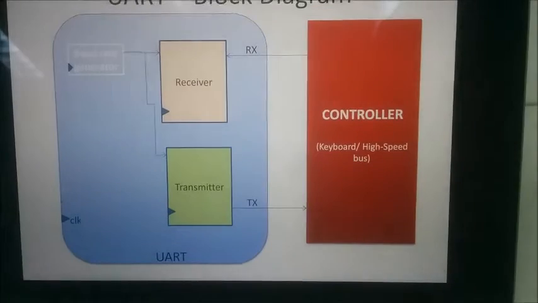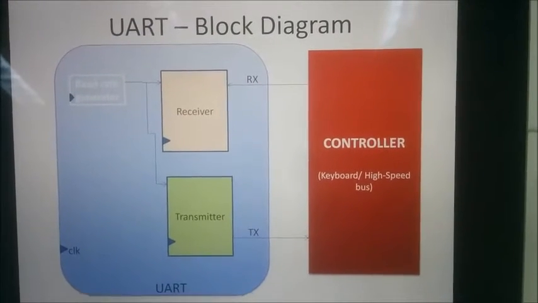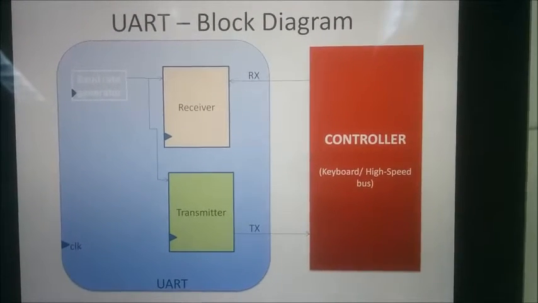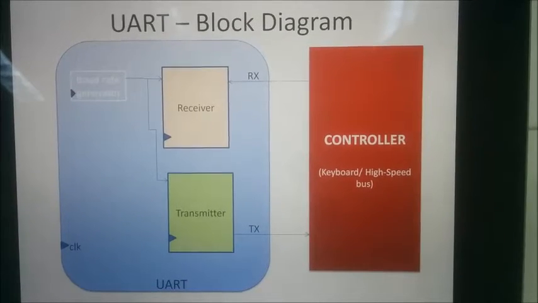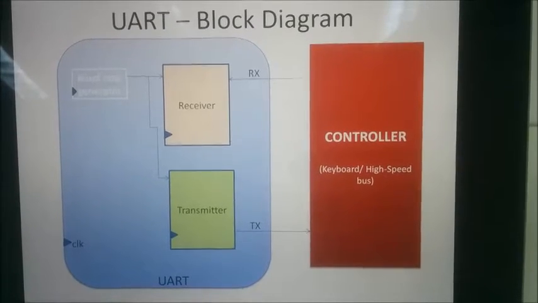Thus, a UART consists of three core parts: a baud rate generator, a receiver, and a transmitter. The function of the baud rate generator is to produce sampling ticks. These sampling ticks have a rate of 16 times the baud rate.